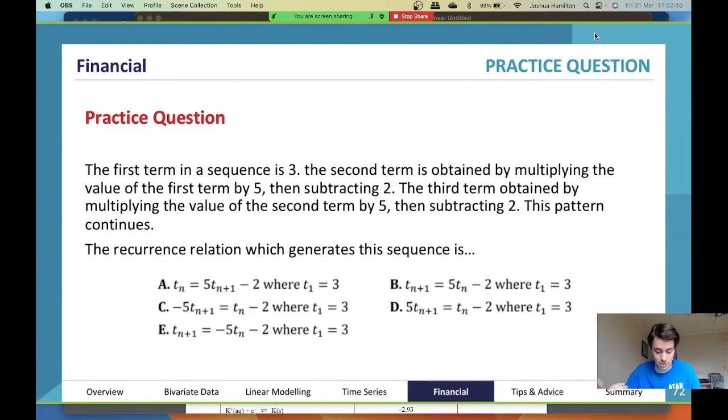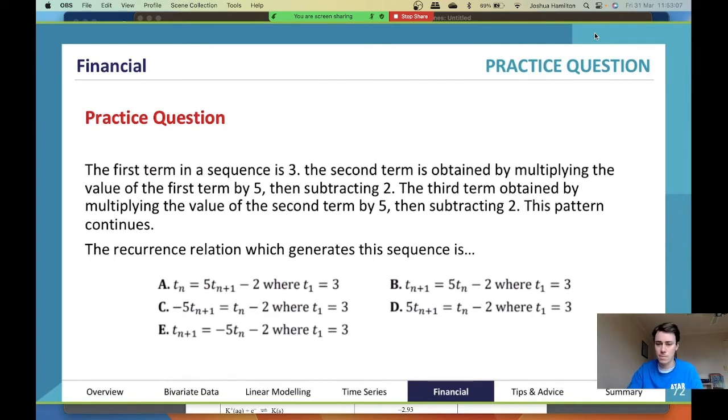So if you look at a practice question for this, it says the first term in a sequence is 3. The second term is obtained by multiplying the value of the first term by 5, then subtracting 2. The third term is obtained by multiplying the value by 5 and subtracting 2. Cool. This pattern continues. So we're multiplying by 5, we're subtracting 2, and the recurrence relation which generates the sequence is.